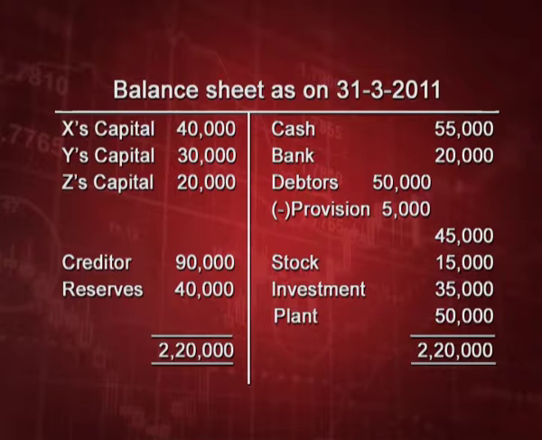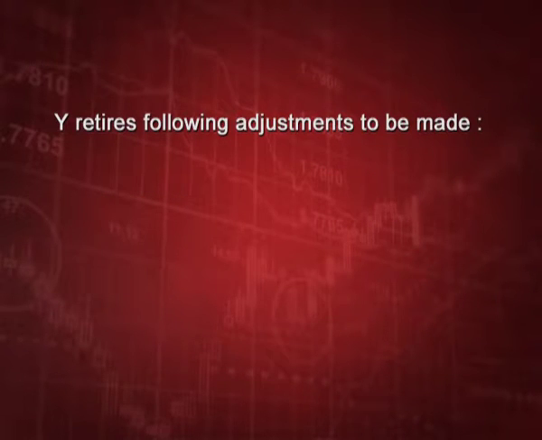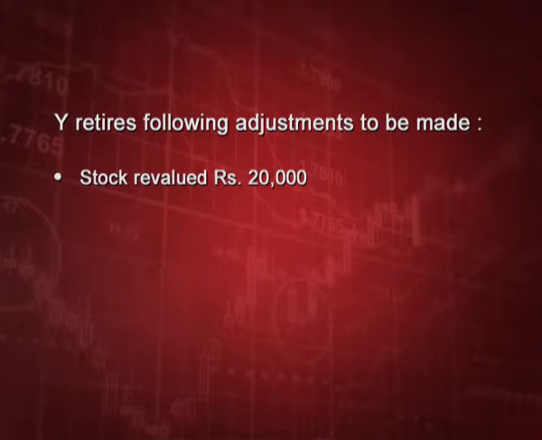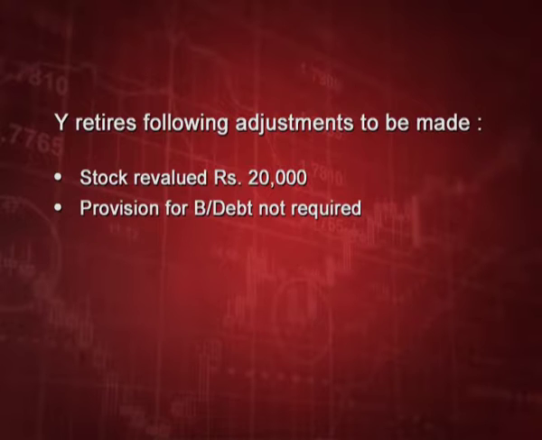So, let us see the adjustments. What are they? Now, if Y retires, the following adjustments have to be made. Stock is revalued at 20,000. You know it is 15,000 in the balance sheet. So, if it is revalued at 20,000, 5,000 is the gain. Second point, provision for bad and doubtful debts not required now. It is again a profit for you. 5,000 will be credited in the revaluation account.